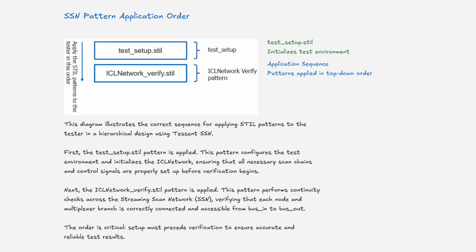Next, the ICL network verify.stil pattern is applied. This pattern performs continuity checks across the streaming scan network, SSN, verifying that each node and multiplexer branch is correctly connected and accessible from bus in to bus out.